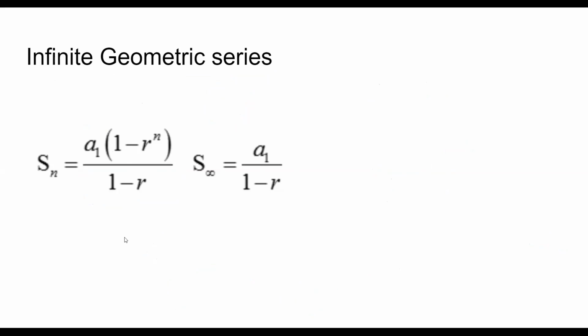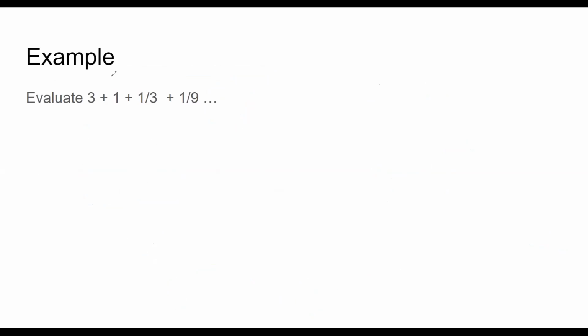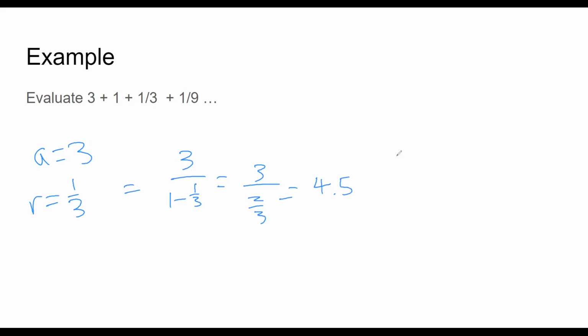Look at this problem here. We have 3 plus 1 plus 1/3 plus 1/9. A, the first term, is 3, and r is the ratio. We're dividing by 3 here, so the ratio is 1/3. Our formula is very simple. We just go a over 1 minus r, 3 divided by 2/3, which is going to give us 4.5.